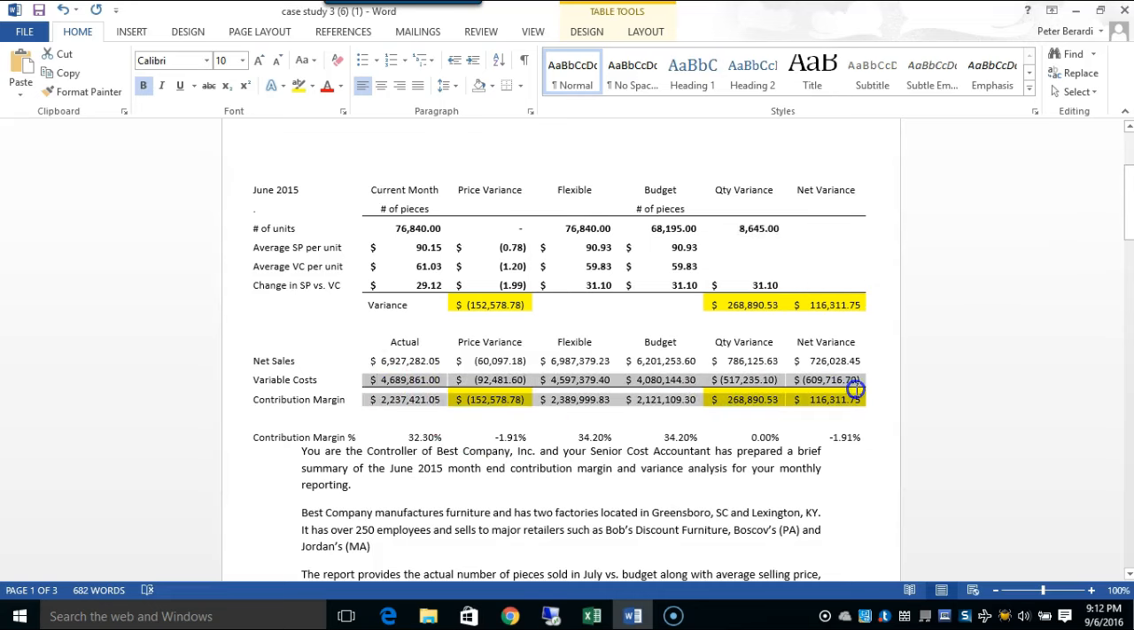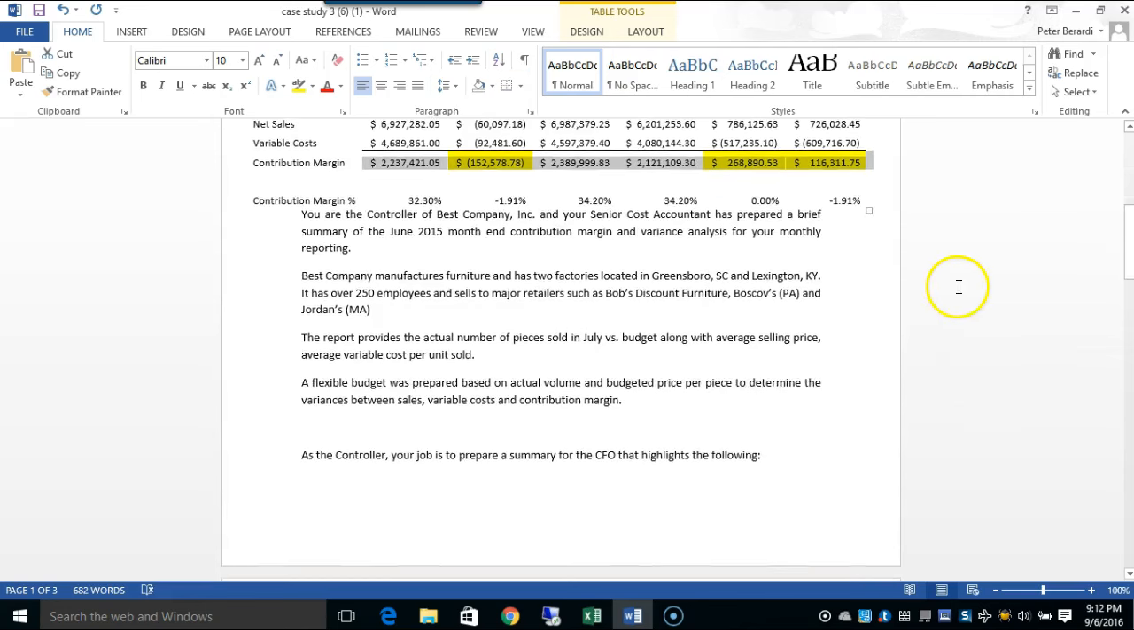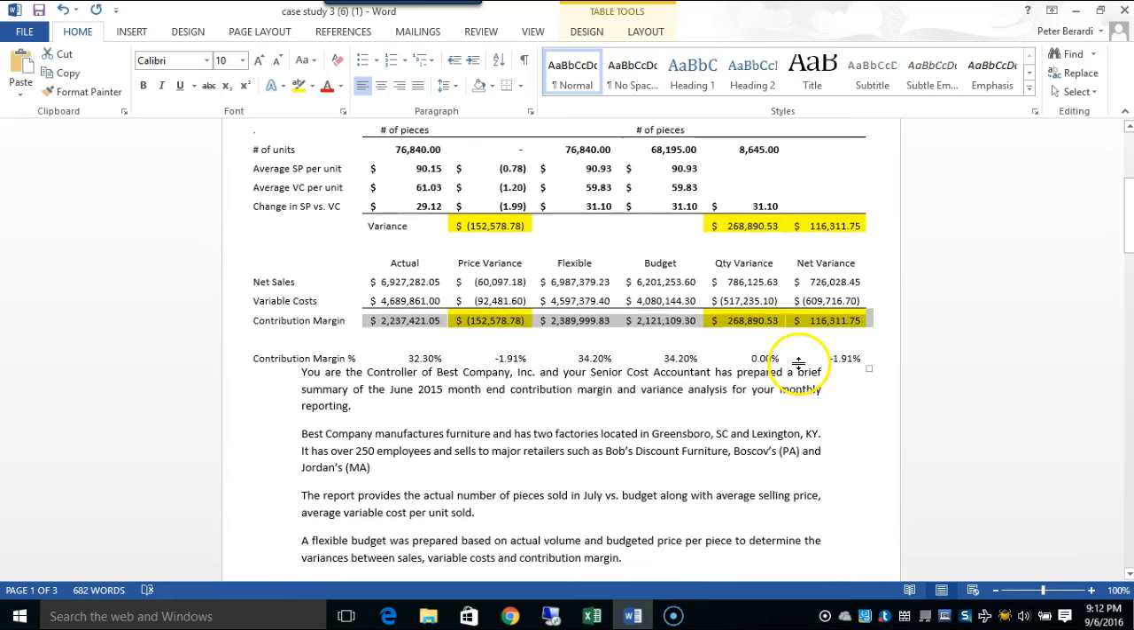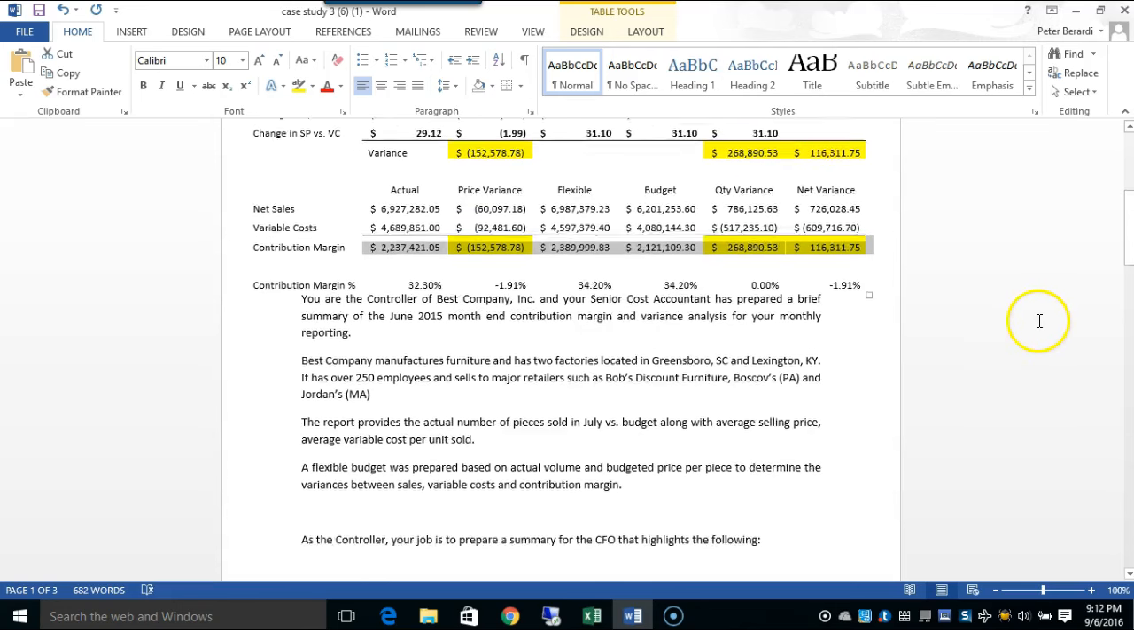Do the same analysis for your variable costs. And do the same analysis for your contribution margin. So prepare for, this is basically an outline. Prepare a report for the month and results to budget for the following categories. Talk about the pieces sold to budget and the variance.